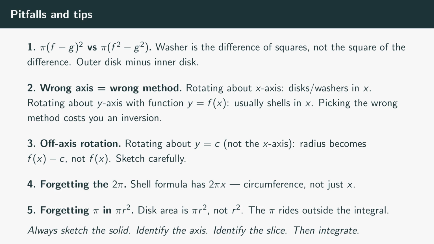The universal preventive: sketch the solid. A rough 3D sketch tells you the axis, the slice shape, the radius, and which method to use. 2 minutes of sketching saves an entire wrong answer.